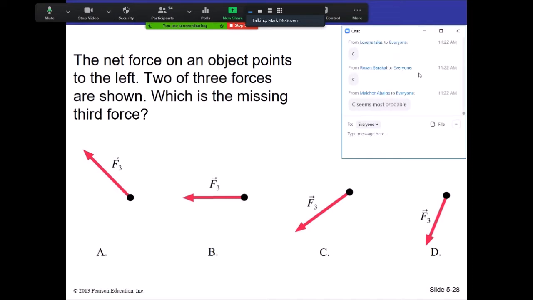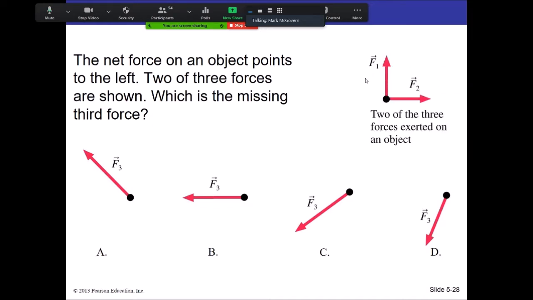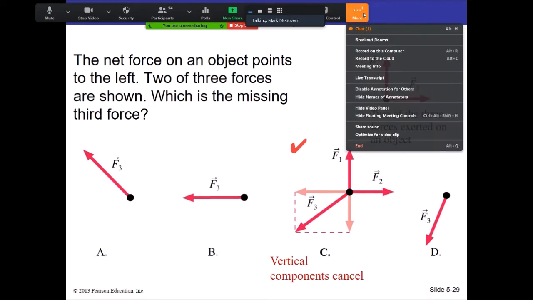C, huh? I think by popular demand, it's C. By popular demand. But it is C. Actually, it is C.